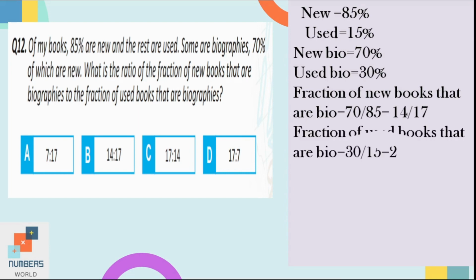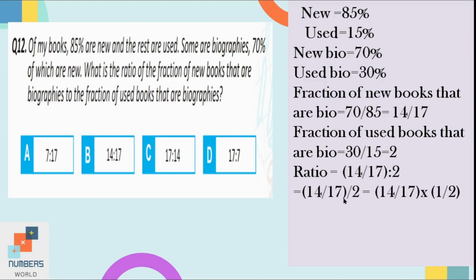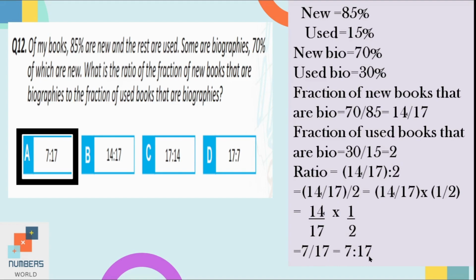Now to calculate the fraction of used books that are biographies, we will divide the percentage of used books which are biographies by the percentage of used books. That can be written as 30 by 15, which is equal to 2. So the ratio of the both fractions is 14 by 17 ratio 2. That can be written in the division form. After solving the fractions, we get 7 by 17, which can be written as 7 ratio 17. So option A is the correct option.